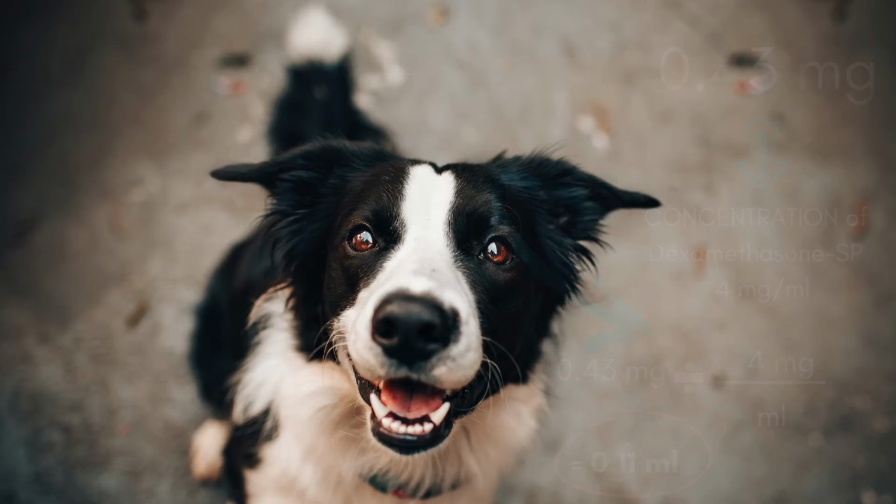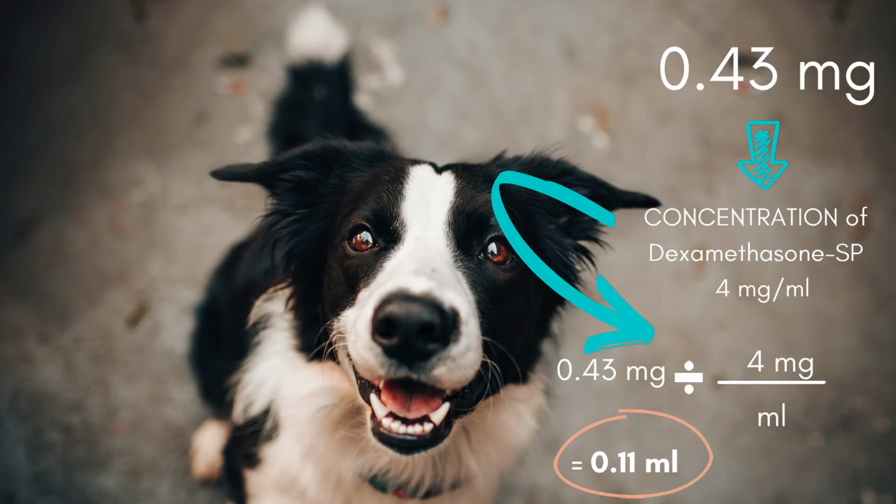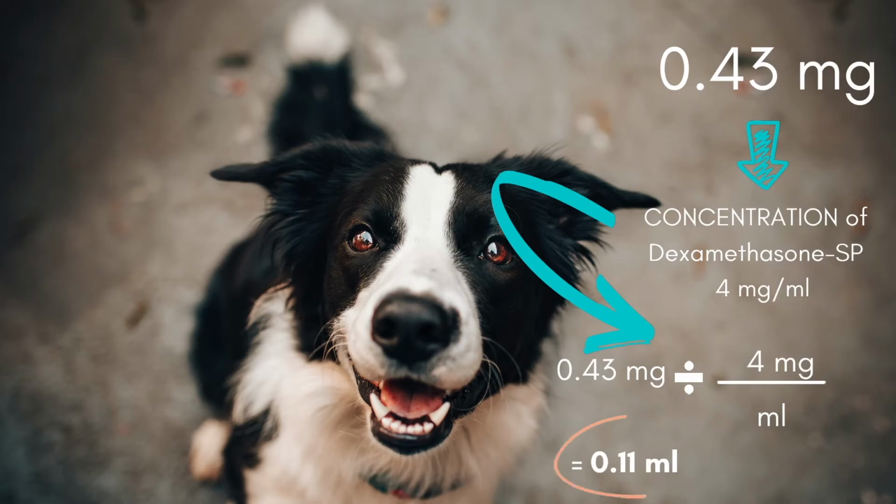Now the medication of dexamethasone SP at 4 milligrams per mil, that concentration is 4 milligrams per milliliter. So to figure out how many milliliters of this drug I need with my dose of 0.43 milligrams, I'm going to take my 0.43 milligrams and divide it by the concentration of 4 milligrams per milliliter, which leaves me with 0.11 milliliters of medication that should be administered IM or intramuscularly.